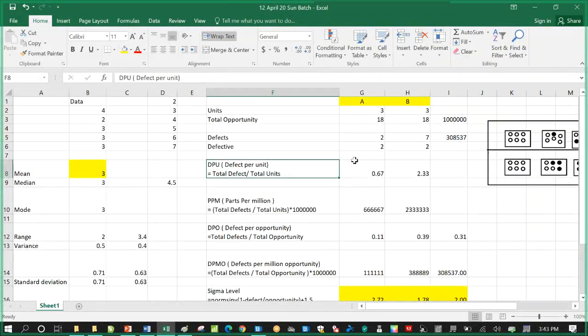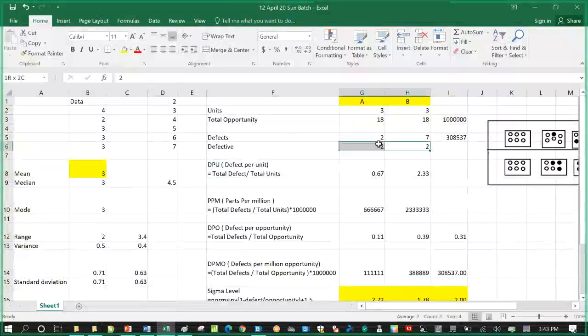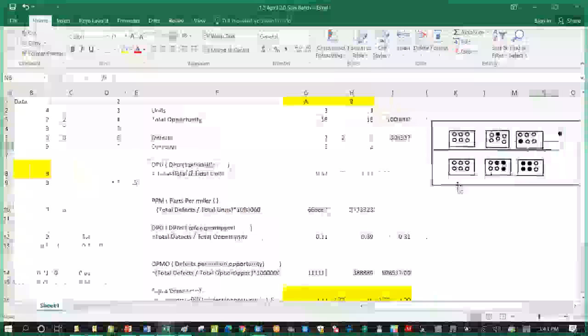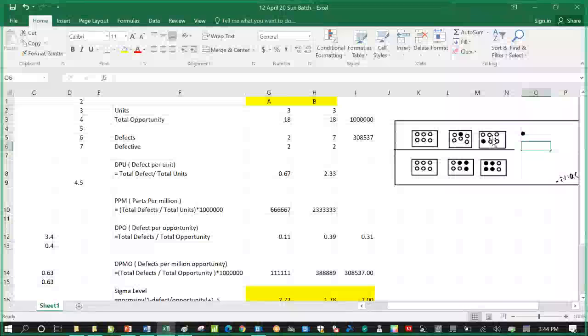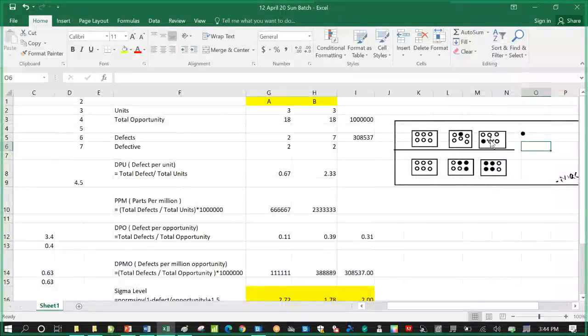That's called defective. So here, out of three, you see one defect here, one defect here, right? So defective is unit-wise. This unit is rejected, this unit is also rejected. But this one is okay, there is no problem in it. So out of three, these two are defective. And here also out of three, these two are defective.